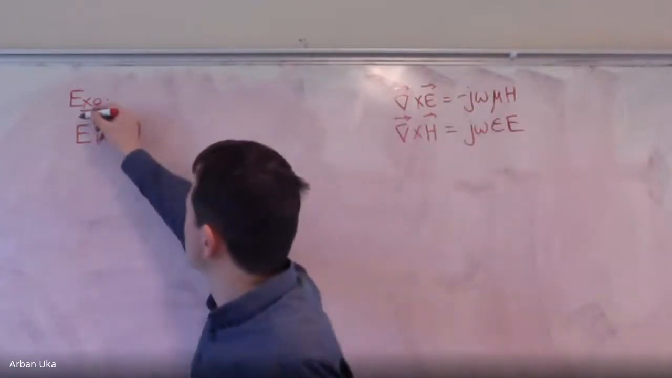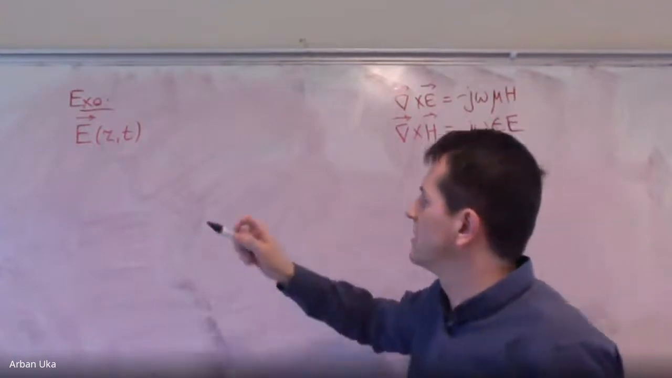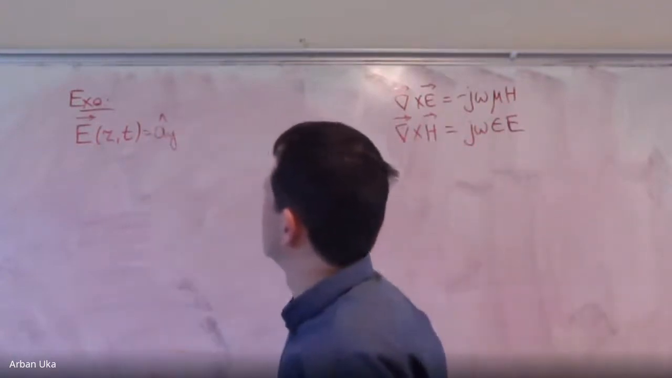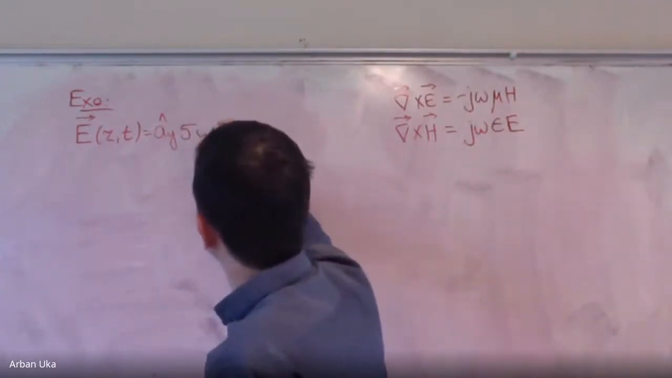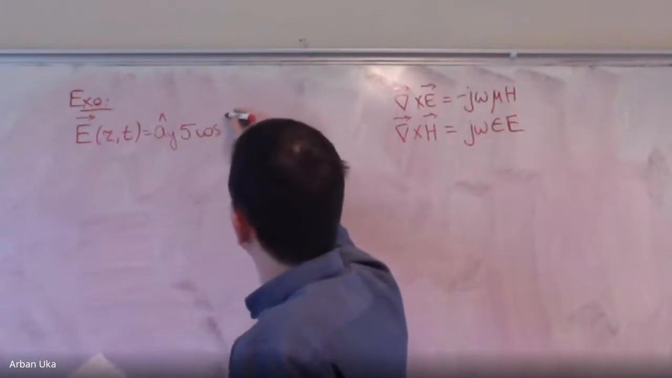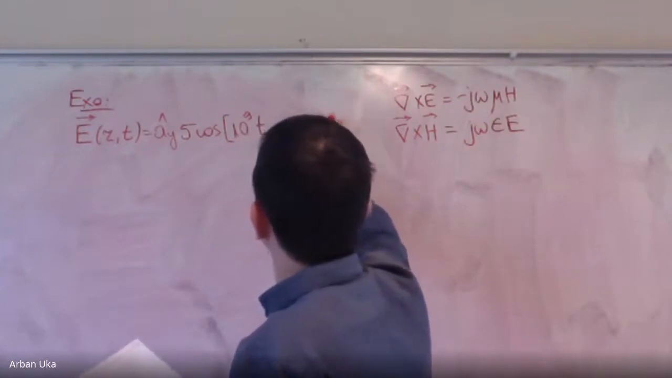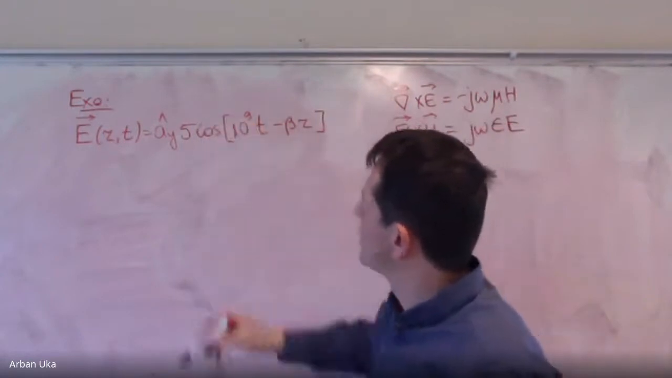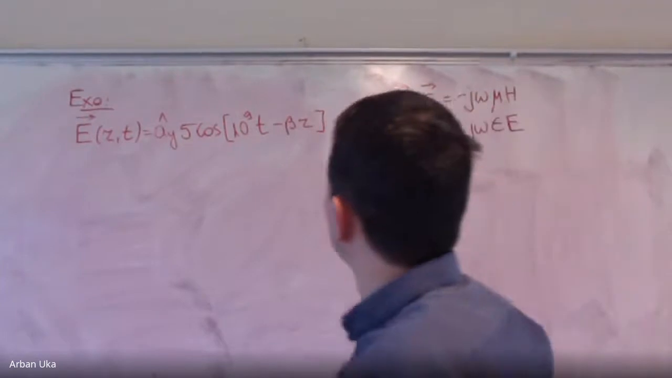But this does not mean that the electric field, the vector, is along the z. But this can be equal to a_y times 5 cosine(10^9 t minus beta z). Okay, so here we have the equation of some electric field. Now, let's try to understand what this is.